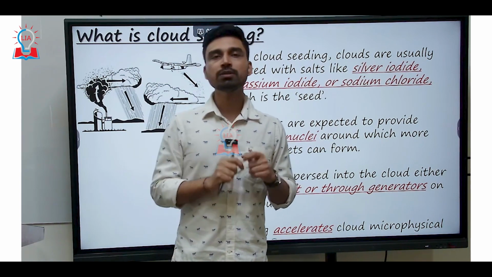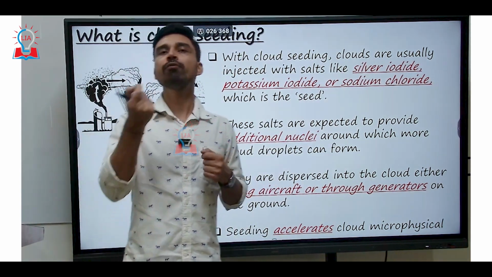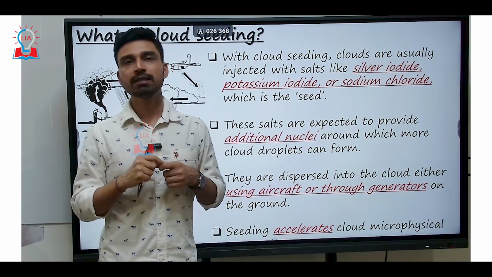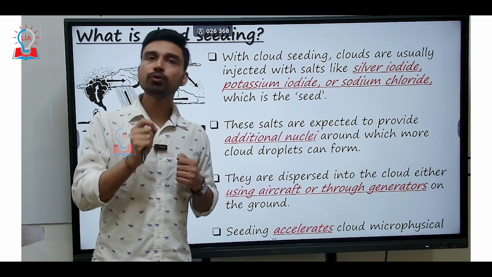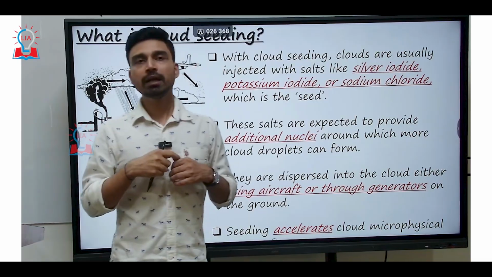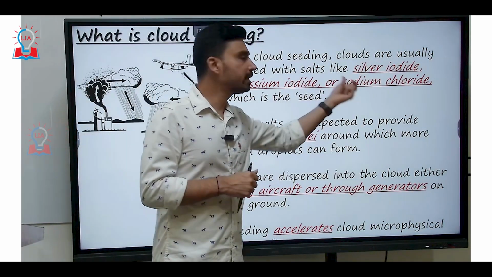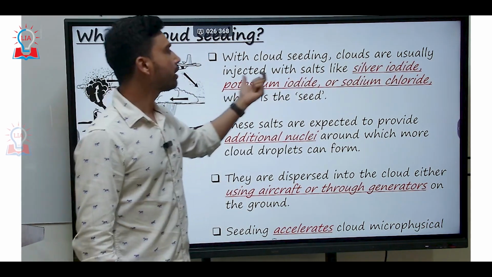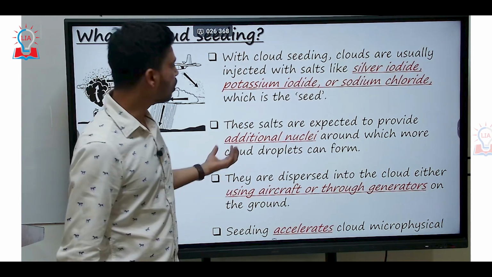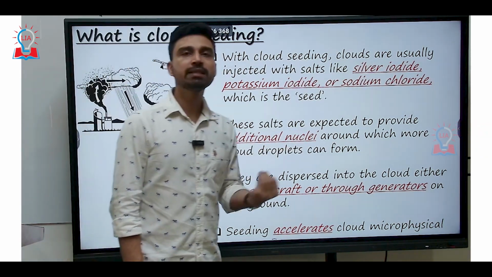The condensation process can be made faster if there is a sufficient amount of dust particles, or hygroscopic nuclei, present in the cloud. If hygroscopic nuclei are present in the clouds or in the atmosphere, the water vapor can condense at much faster rates and more easily. That is the reason why silver iodide, potassium iodide or sodium chloride is spread in the atmosphere, acting as a seed. These salts are expected to provide additional nuclei around which more cloud droplets can form.